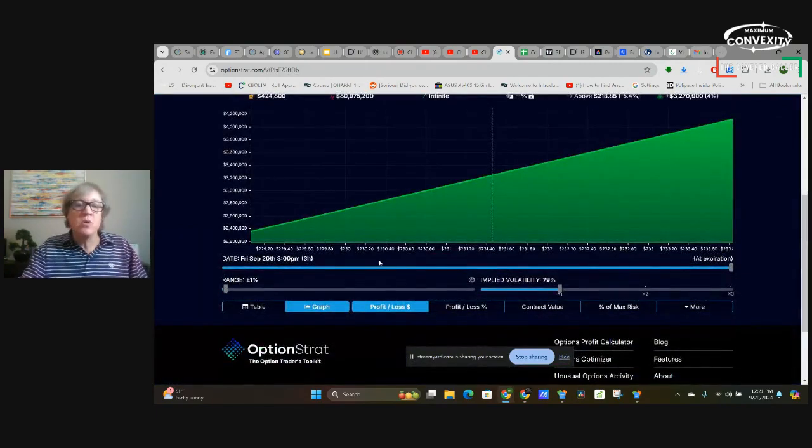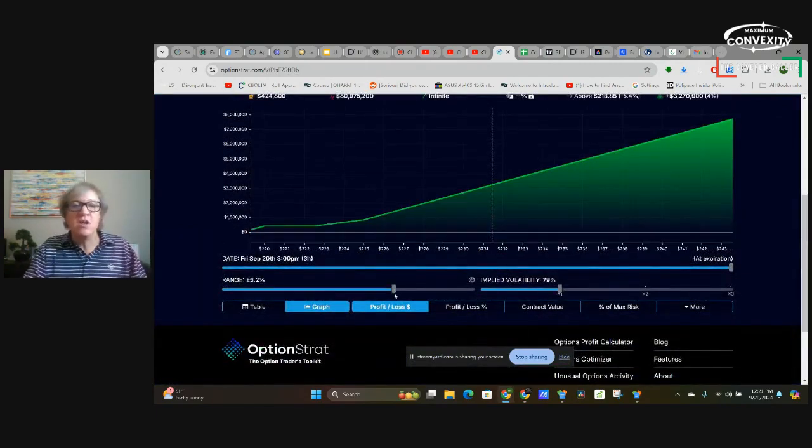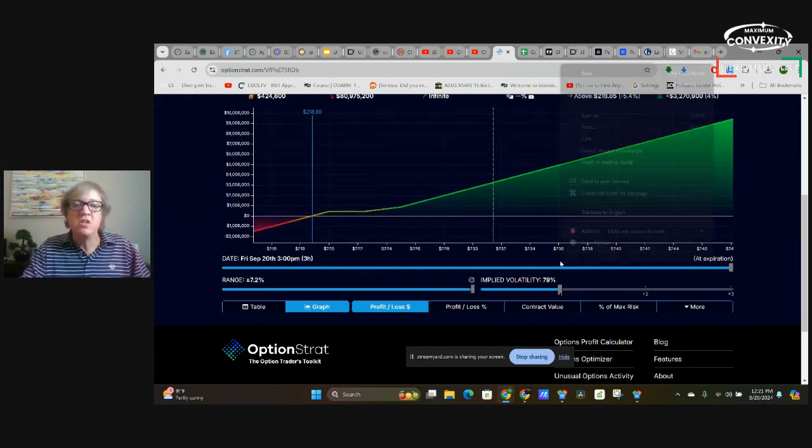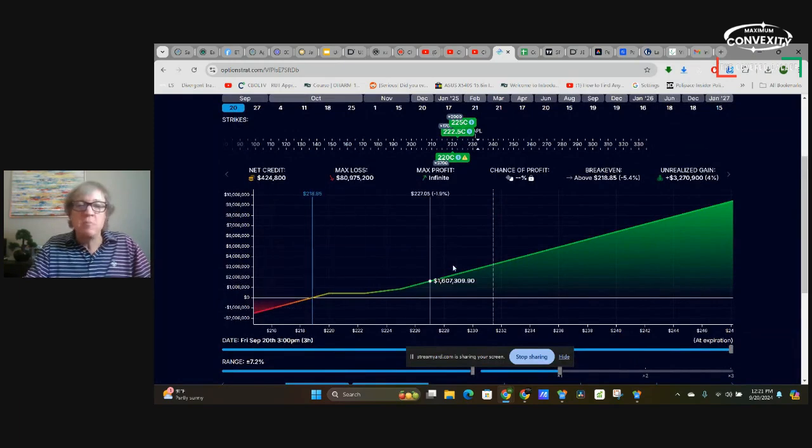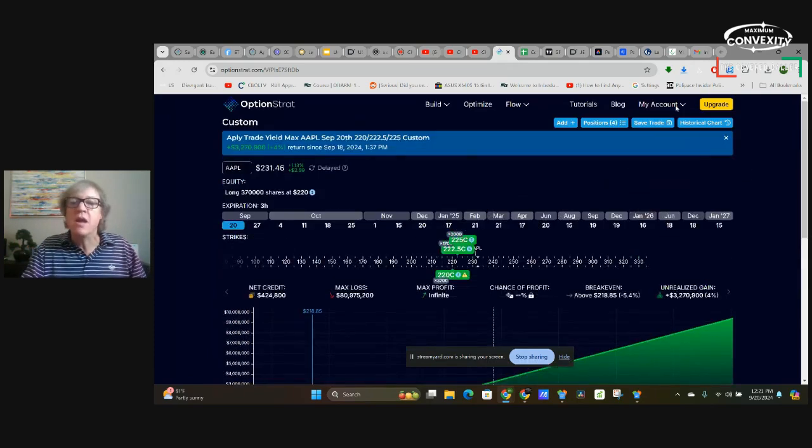They're up about $3.2 million. I did this one on the entire size of the position, but I had to guess a little bit because I haven't been following Apple for a while, but this trade's worked out pretty damn well for these guys. The price of Apple was down here when they put this on. So this is an example of what happens when these trades go right.